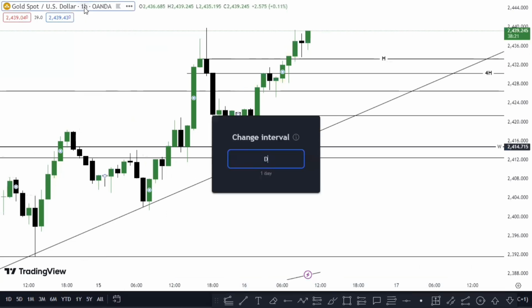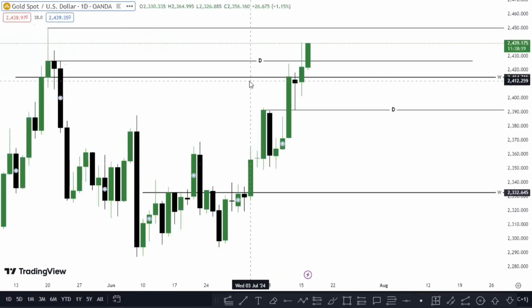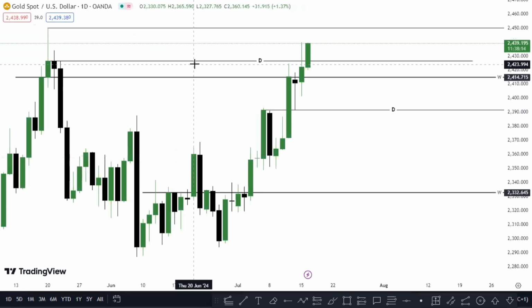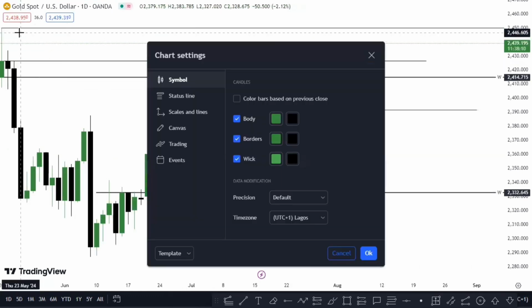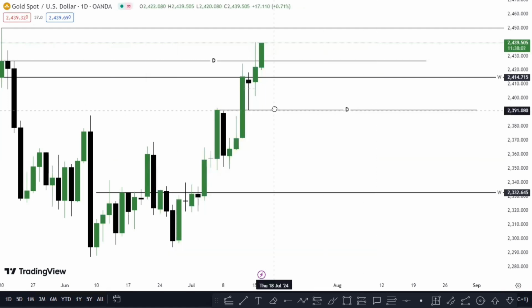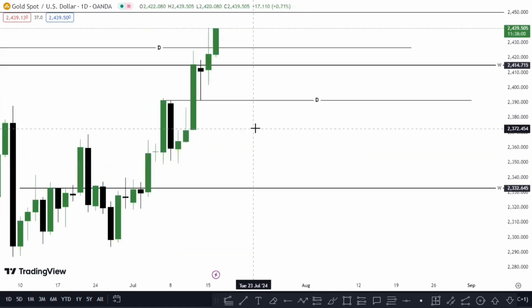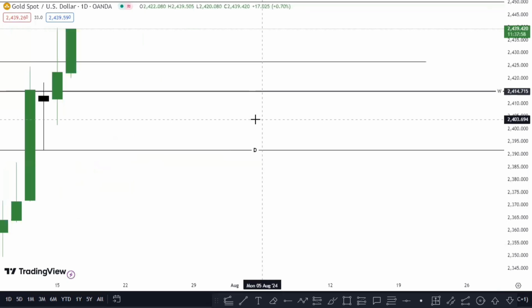So let's go back to the daily time frame now. On the daily time frame, guys, I'm coming. Let me plug in my mouse. So yeah, I'm back. And this candle is pumping to the upside.